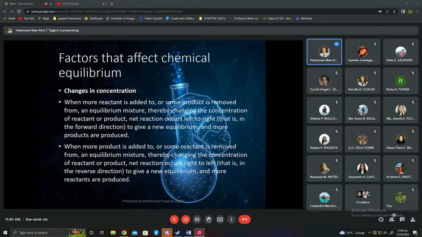Alright? No problem here, since the same concept is involved as what we discussed earlier. If QC is less than KC, or QC is greater than KC. Right? Next.